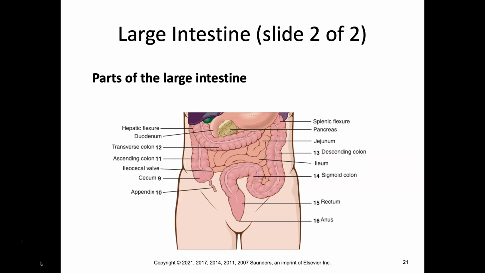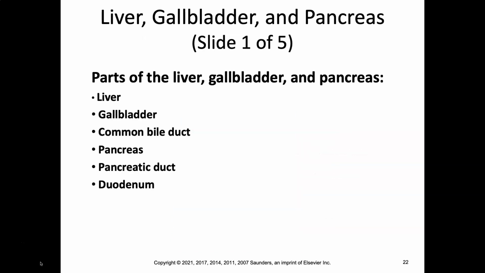And here's a picture of that. You can sort of see that box. See how it goes? You start with your appendix down there and the cecum, and then it goes right up into that ascending colon. Then it goes across, which is that transverse colon. Then it comes down that right side, which is your descending colon. And then you've got that S, the sigmoid colon, before it goes into the rectum and the anus.